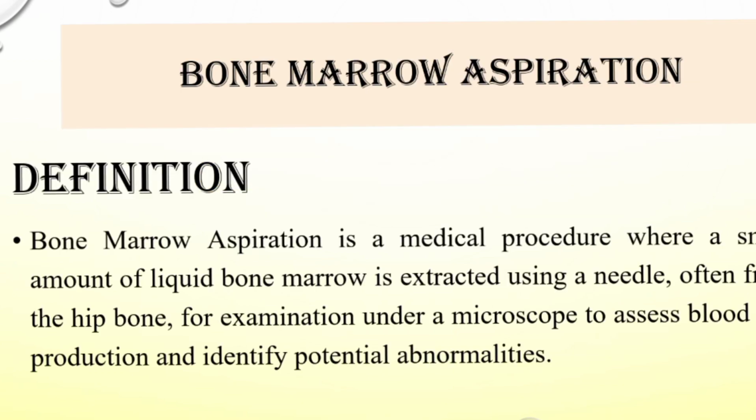Now if we look at bone marrow aspiration, it is also a medical procedure where physicians take out a small amount of liquid bone marrow using a needle, often from the hip bone. The sites are similar. After taking out the sample, they collect it on a slide or in a container, especially a heparin vial for flow cytometry. They assess blood cell production and identify any kind of abnormalities.